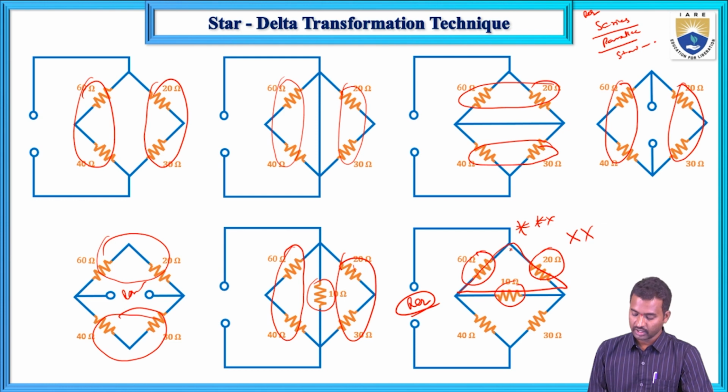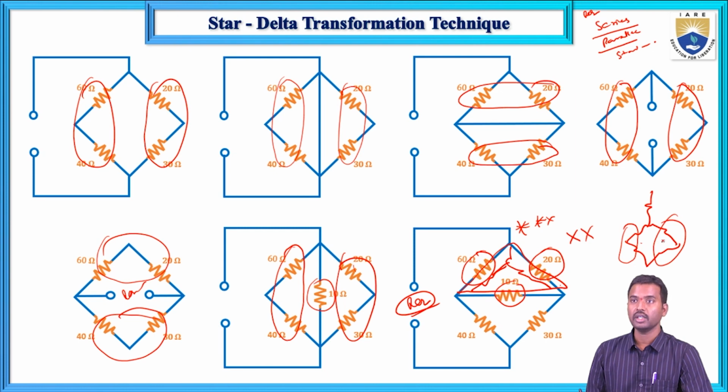Convert this delta connection into the star connection first. Then the circuit is very simple. This circuit will look like this. This is the star connection from delta to star conversion. Now you can see these two are connected in series and parallel and again series connection. So for that case, we will go for star to delta and delta to star conversion.